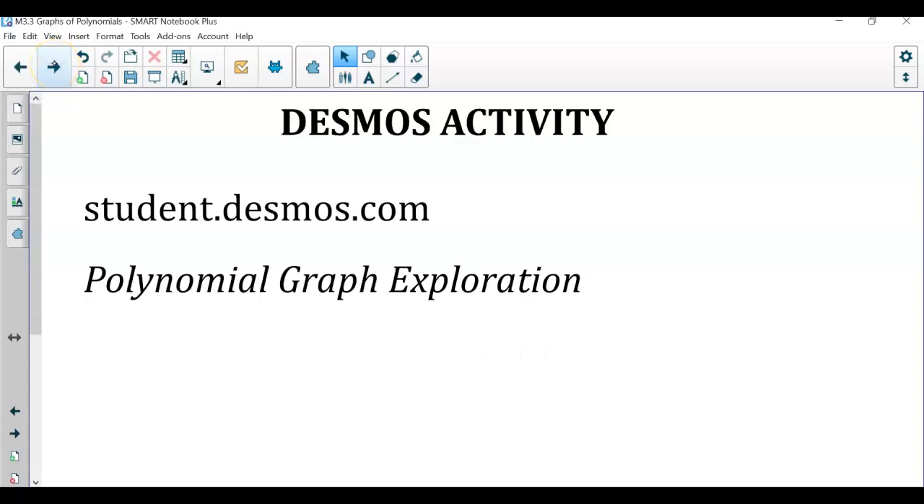But before we do, if you are not here for the lesson, there is a Desmos activity titled Polynomial Graph Exploration. When you go to the website, student.desmos.com, and you should already be joined in your class, take a look at this activity. It's more of an exploration so that you can visually see how our polynomial graphs are going to look, and it guides you through a couple of those characteristics that we'll be talking about in this lesson.